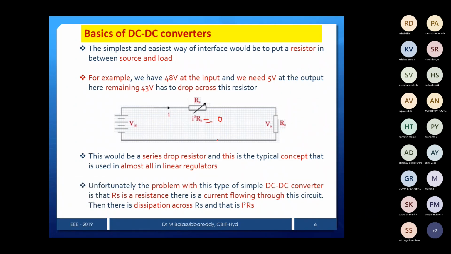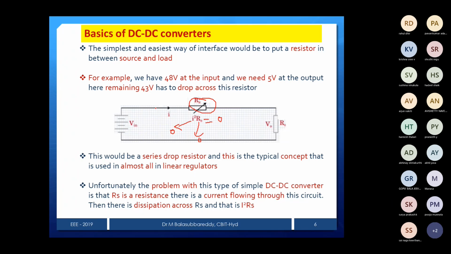Two options are there. One option is, if the current is 0, it will be 0, because I square R, with I equal to 0, times RS, will give you 0. Or another way, you make RS 0. Instead of using this resistance, either the current has to be 0 or the resistance has to be 0. If you make either one 0, then automatically the result will be 0.